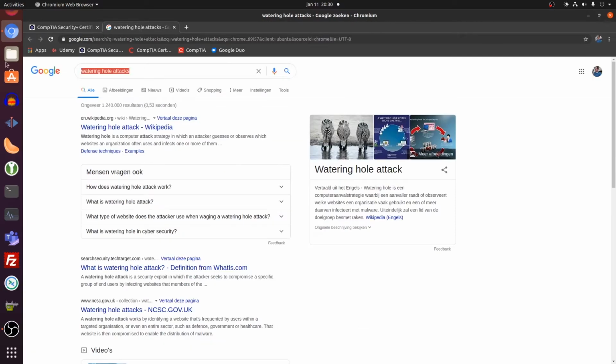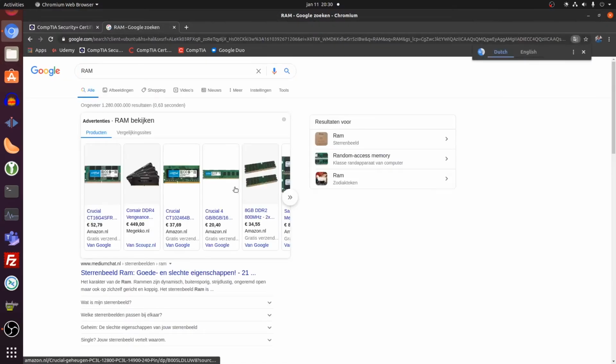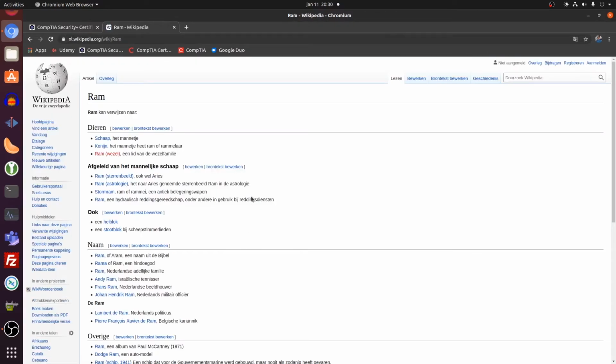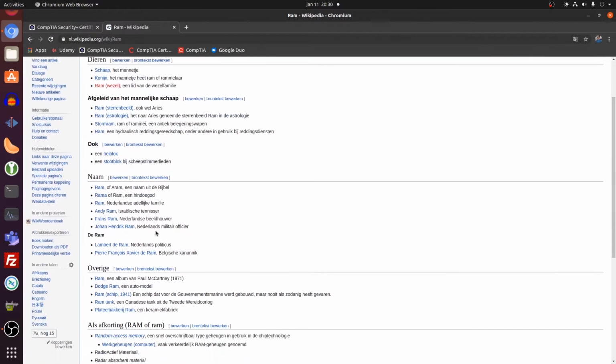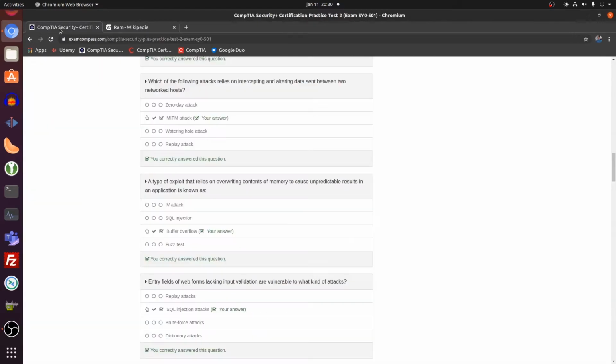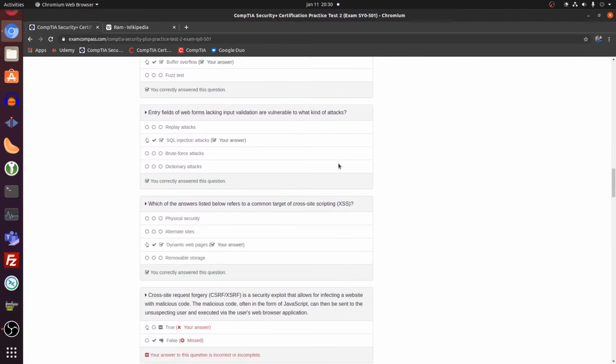Now I have to know what it stands for. Just a second. RAM standing for. Come on. Just a second. Computers. Random access memory. Okay. Buffer overflow. Yes. Okay. SQL injection attacks was correct.